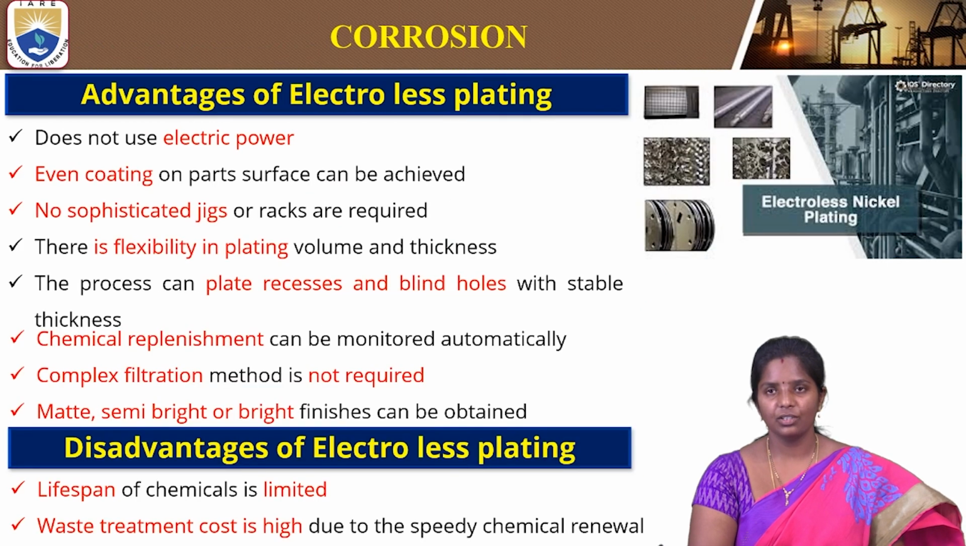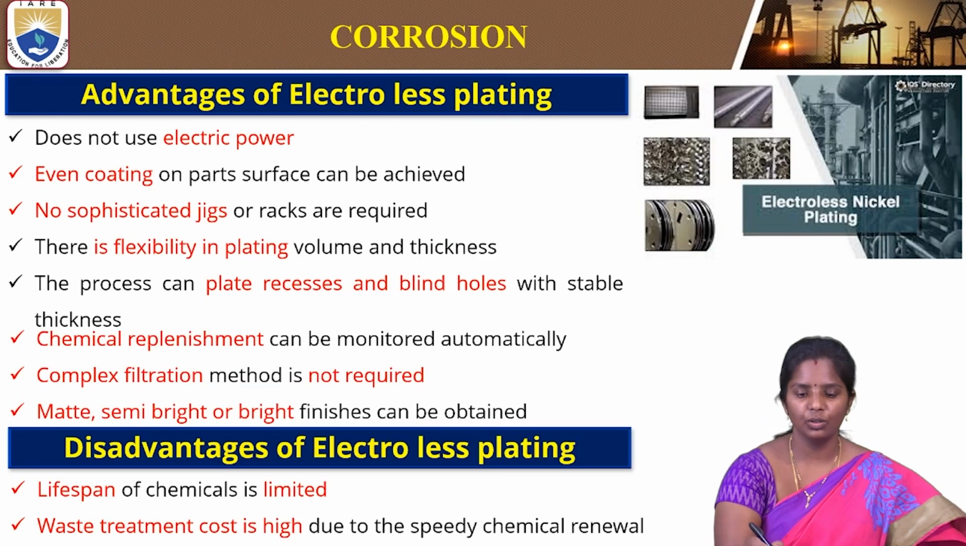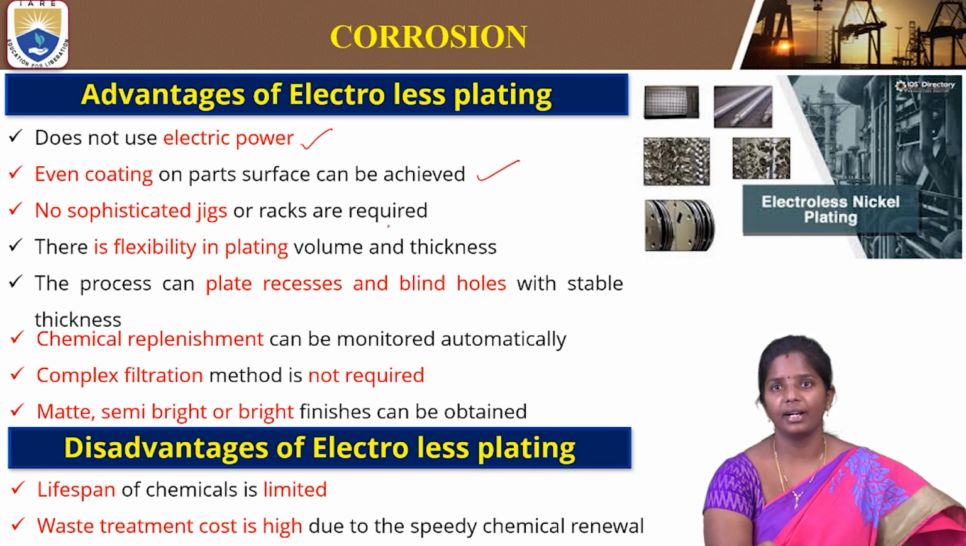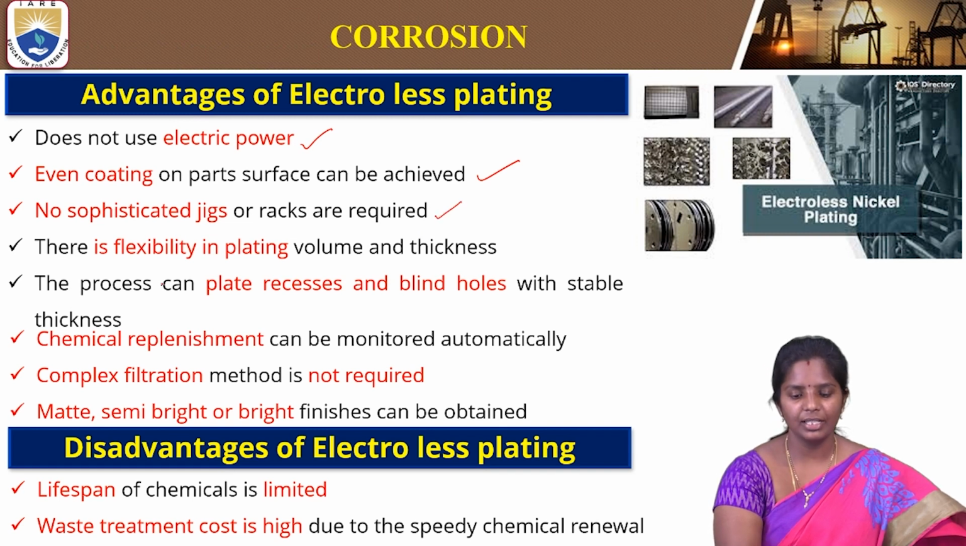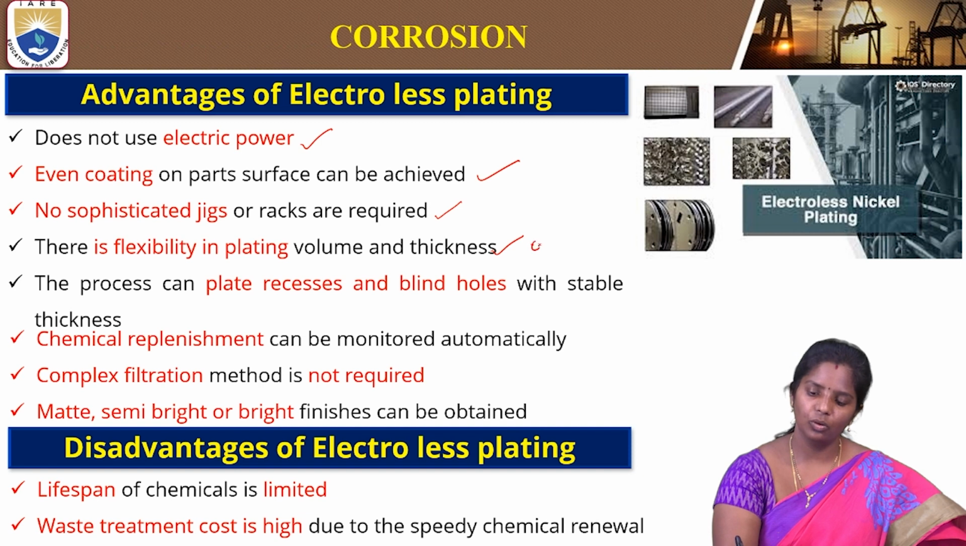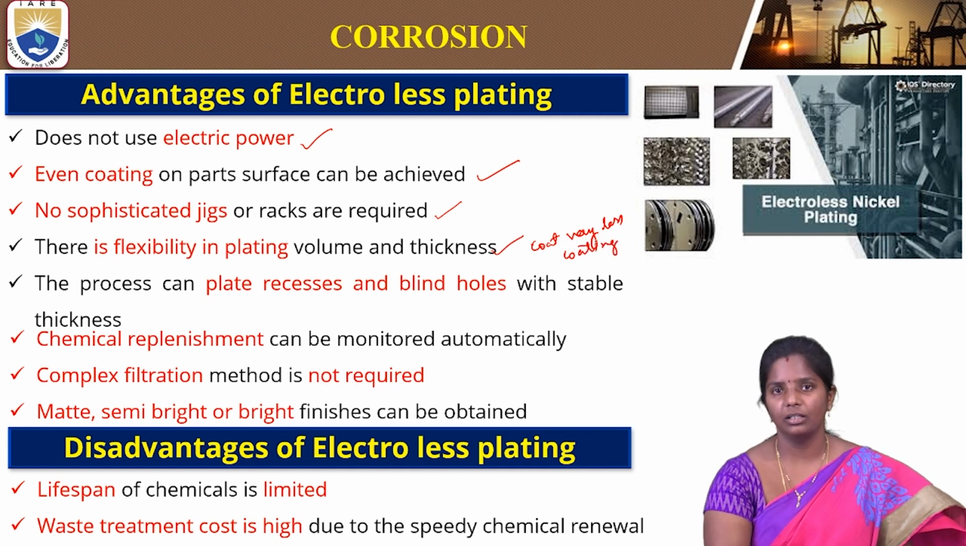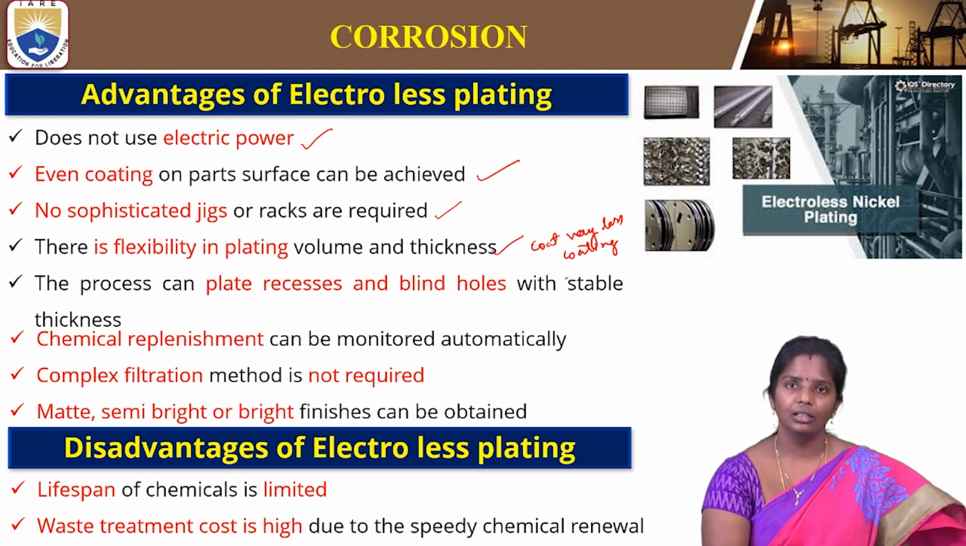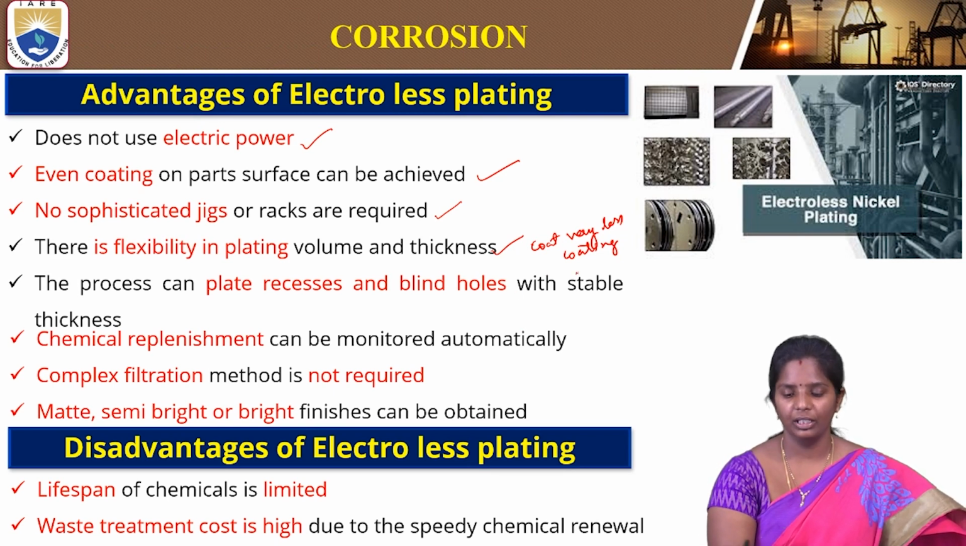So what are the advantages of this electroless plating? It does not use electric power. Even coating on the parts can be achieved. No sophisticated jigs or racks are used. Then flexibility in plating volume and thickness. So we can coat even very thin coatings, which is a tedious process in other methods. However, the electroless process can produce even very thin coating of the metal.